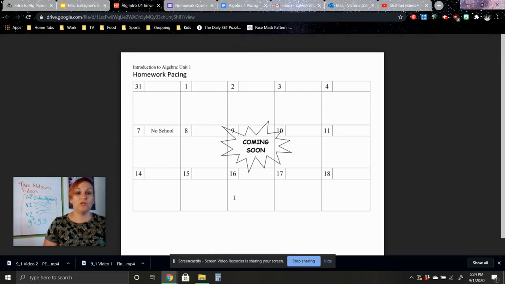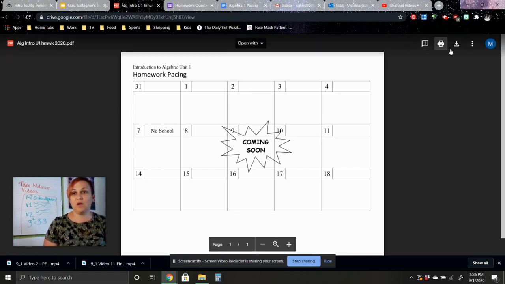Part of the homework calendar will also tell you what days we have quizzes and what day the test is. So it's really important that you look up this homework calendar, and it even gives you the option to download or print it if you want to have a paper copy so that you can always look at it.